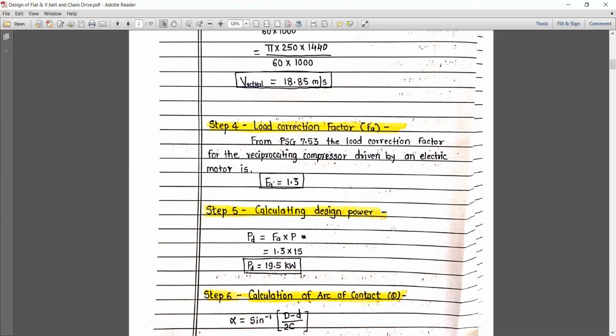Based on the PSG page number 7.53, the load correction factor is provided over here. Now, based on the application, which is a reciprocating compressor, you can select the compressors over here. So the load factor is 1.3.